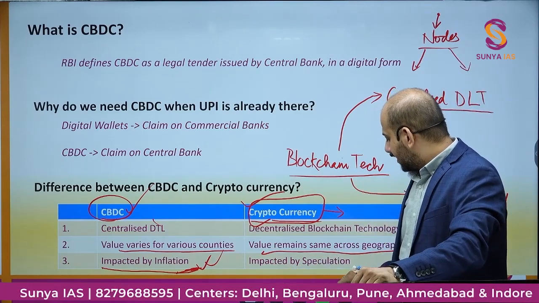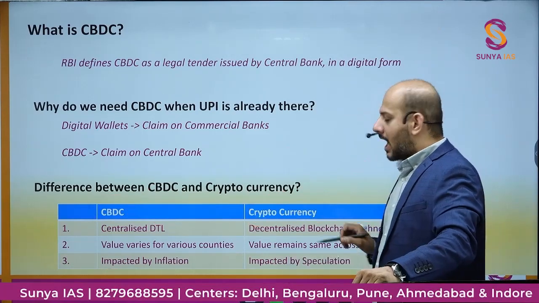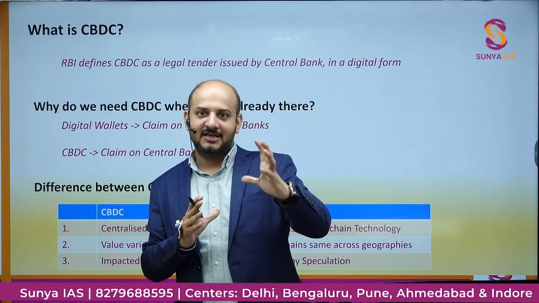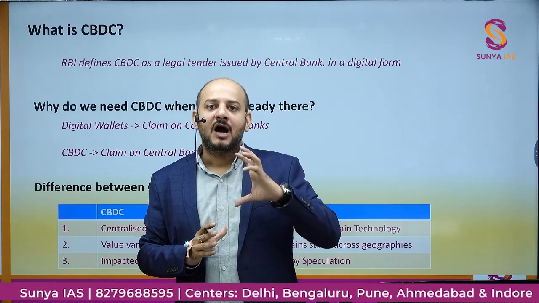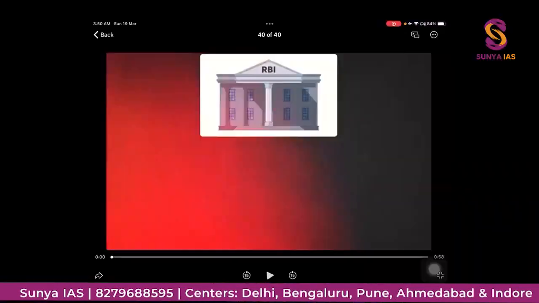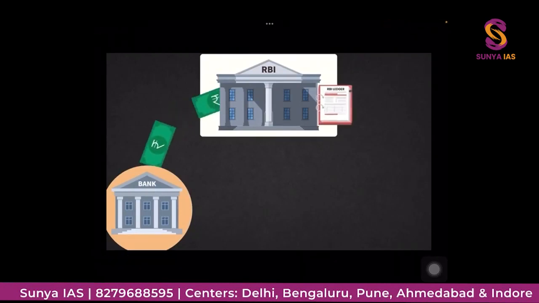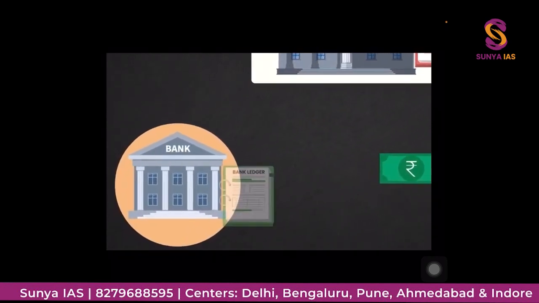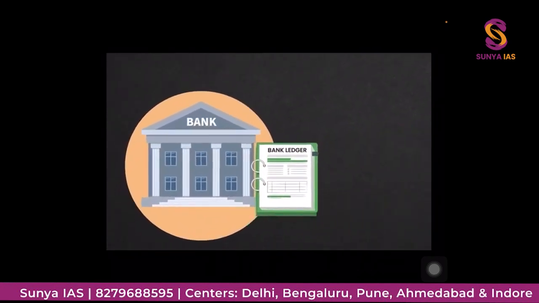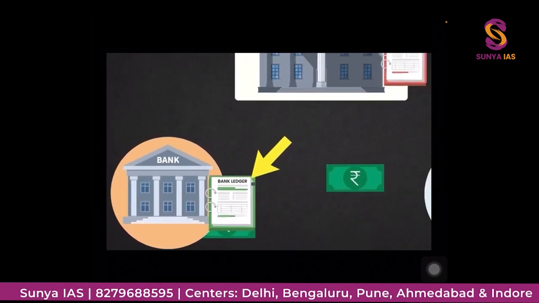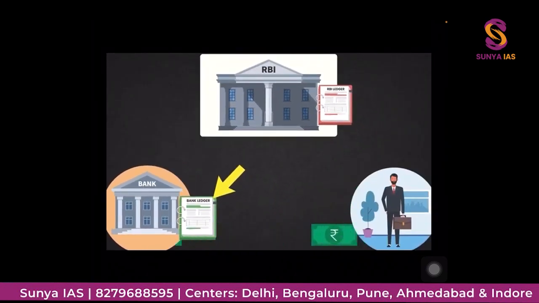Now class, let's see how this works, how CBDC will work. I understand still there is a doubt in your mind how it will work. Let's see it. What happens in the present banking system is RBI gives money to the bank and keeps a ledger of this. The bank maintains everything about your account in their own ledger. All your transaction details are stored in the bank's ledger. RBI doesn't have any power over this entire process.